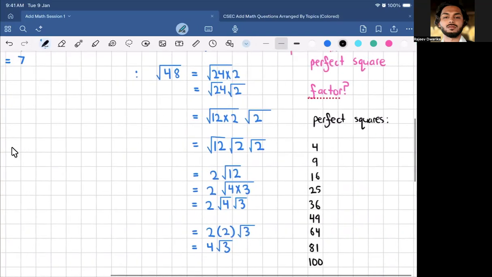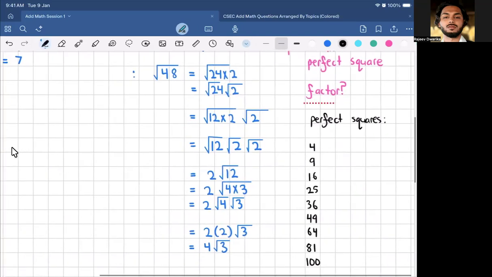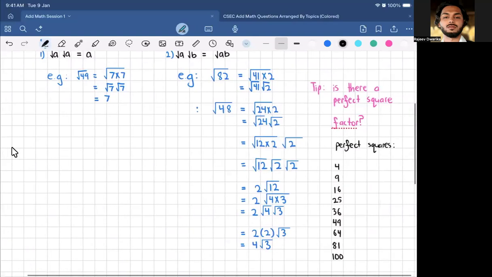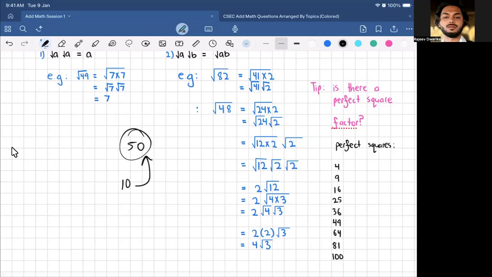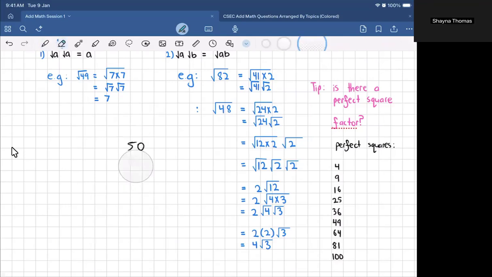So, Sheena, are you still with me? Did I lose you? No, sir. So a factor is just a number that can divide perfectly into another number. Imagine you had 50. Sheena, would you say that 10 is a factor of 50? Could 10 go into 50 without leaving a remainder? Yes, sir. So 10 is a factor of 50.